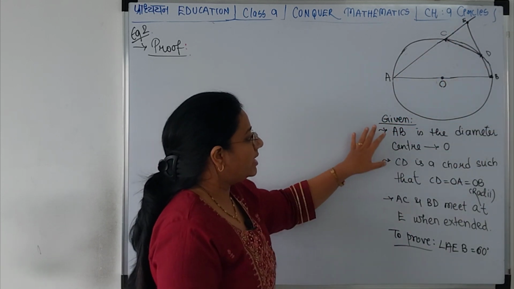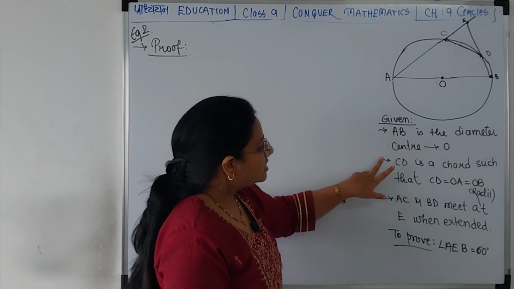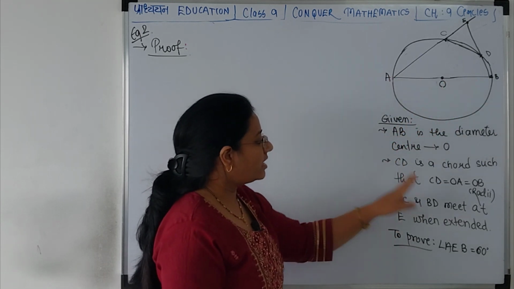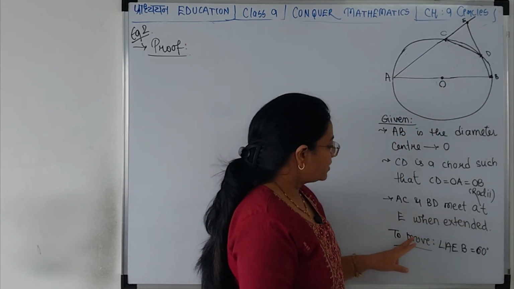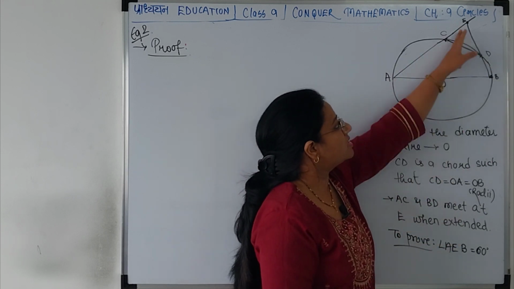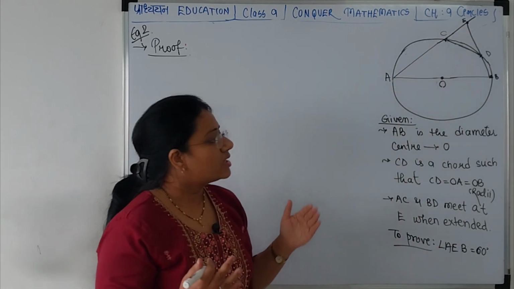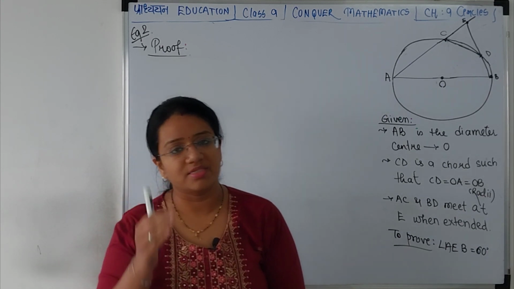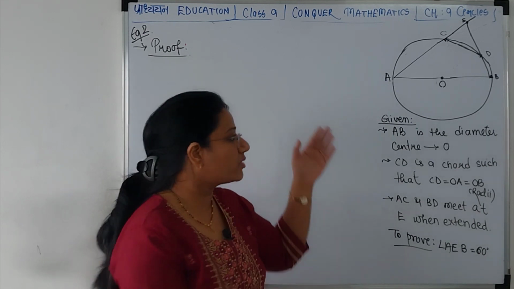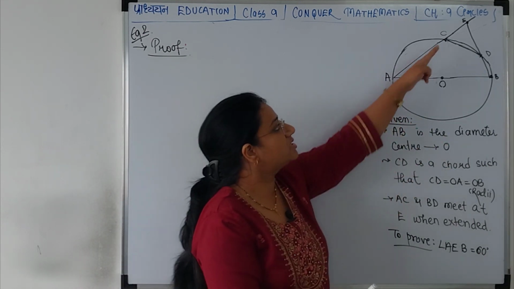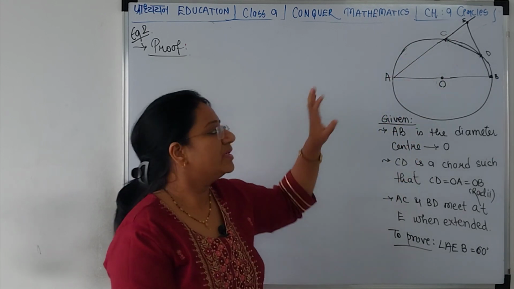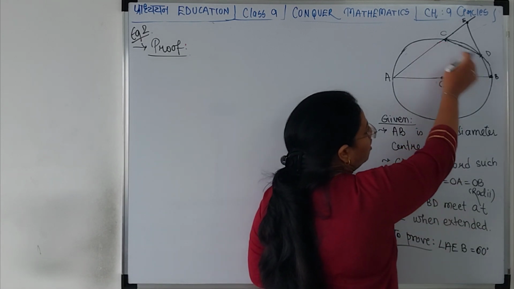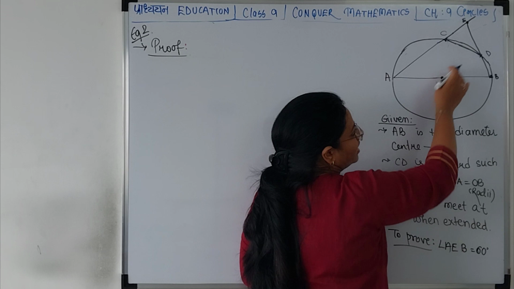Alright. So given, AB is the diameter with center O. CD is a chord such that CD is equal to OA is equal to OB. AC and BD meet at E when extended. So we need to prove that angle AEB is 60 degrees. Now we know that these questions are related to the angles made by chords or arcs at the center and cyclic quadrilaterals. This is not about cyclic quadrilateral because the fourth point is outside the circle. This is about angles made at the center. Now see, we have one chord of the circle but we do not have the angle made by it.